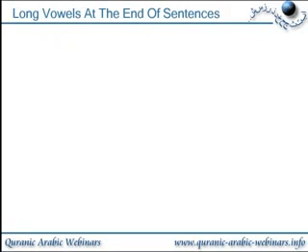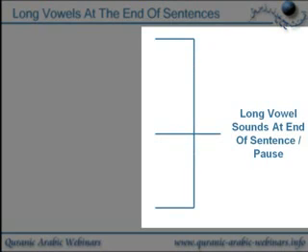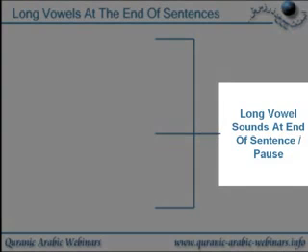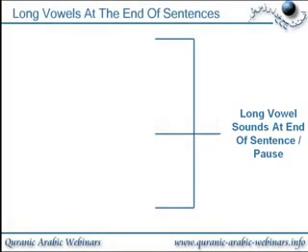Now we're going to talk about long vowels at the end of sentences. The length of how you pronounce a long vowel can change in 3 different ways. So I've written here long vowel sounds at the end of a sentence or a pause. This will apply if you just stop, and there's obviously rules to when you can stop and when you can't. So this is how to pronounce the lengths, because they do change.